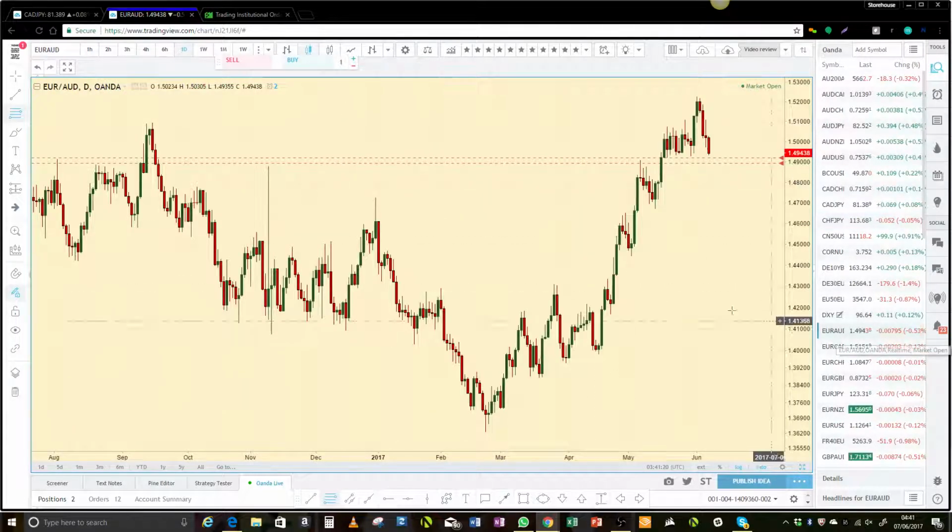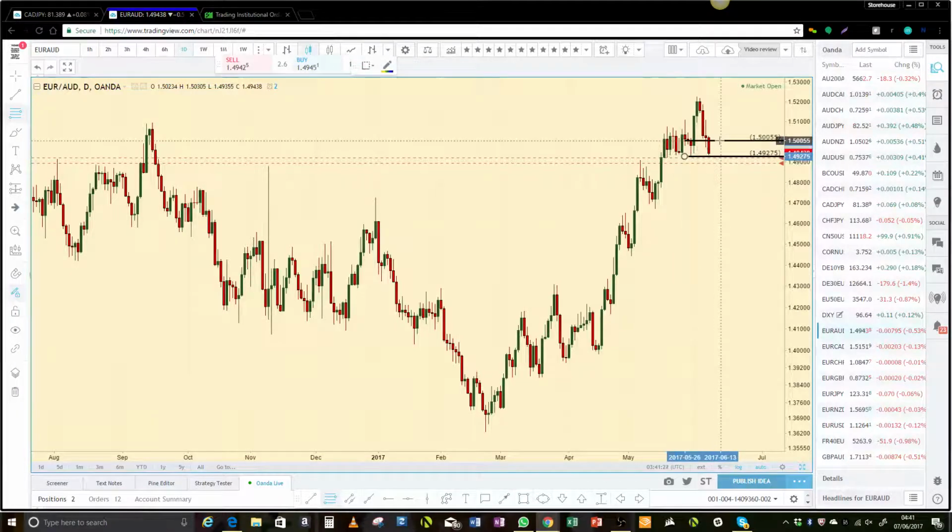Look at the euro pairs. So the euro itself is sitting in an area of demand right now. It's tested it once already yesterday.